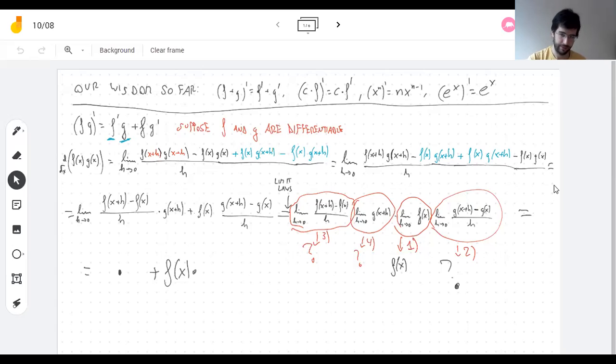Would it just be undefined? Well, that would mean that this doesn't work, so I hope it's not undefined. The fact that it's zero divided by zero doesn't mean that the limit does not exist. What about three? What is the limit as h approaches zero of f of x plus h minus f of x divided by h?